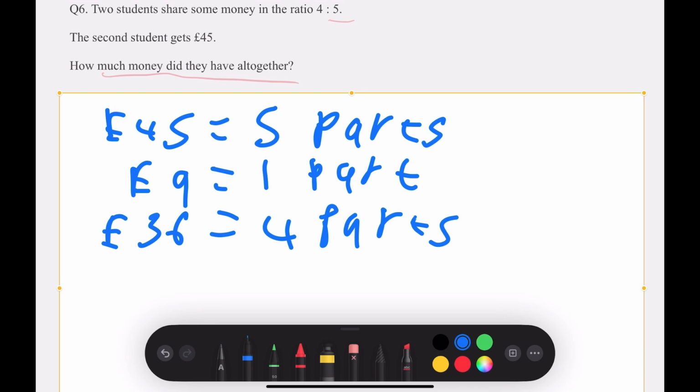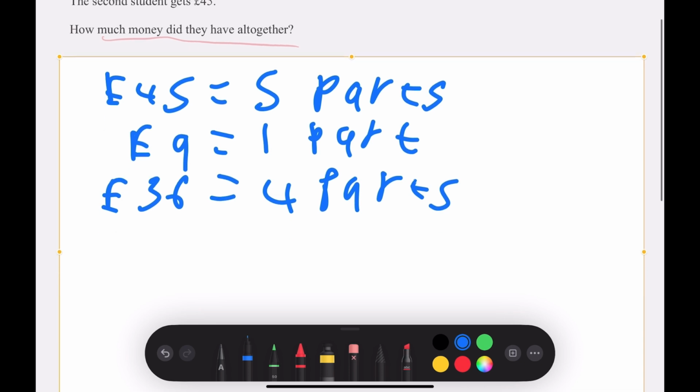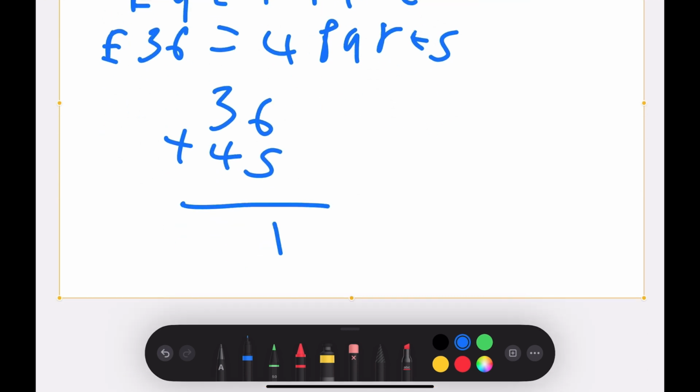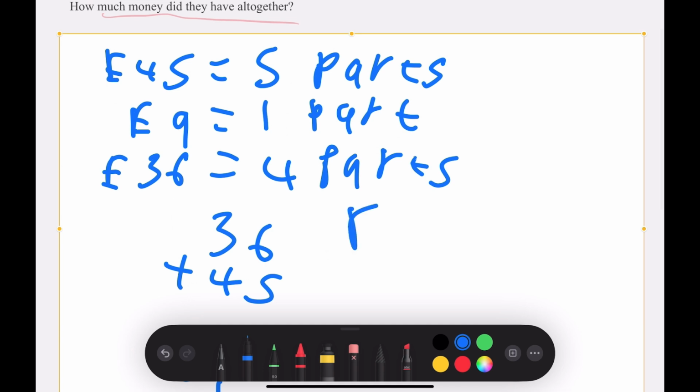But we want to work out how much money they had altogether. So to do this, we'll add up the 36 and the 45. So 36 plus 45. So 6 plus 5, that is 11. So we'll carry the 1. The 3 plus the 4 is 7. Add the 1, that is 8. So that is 81. So altogether, they have £81. So that would be the final answer.